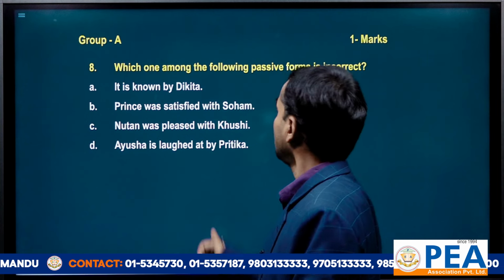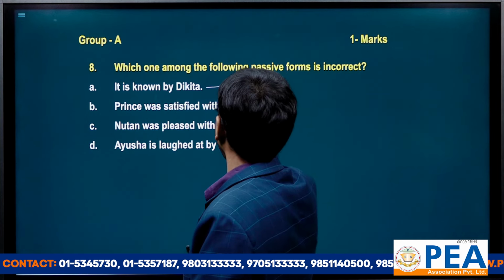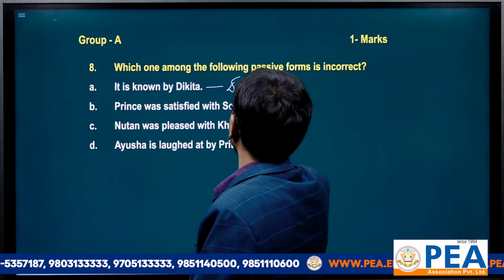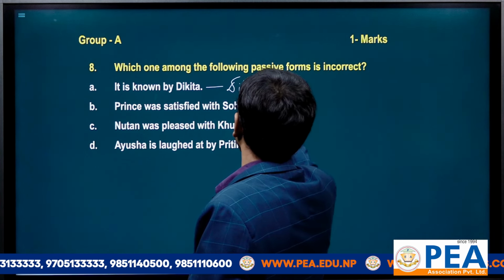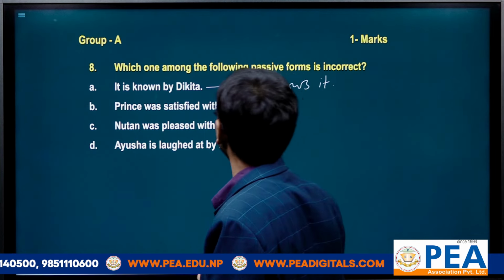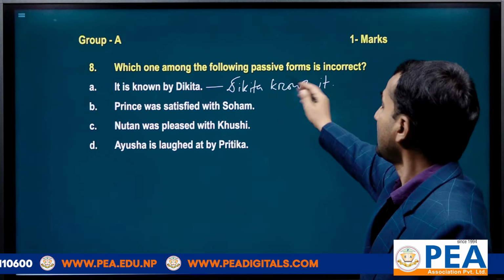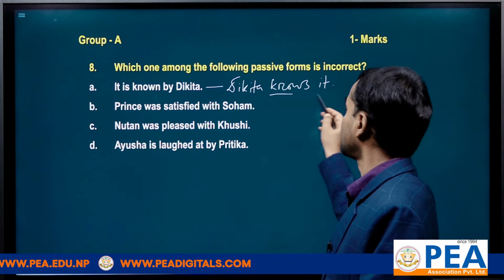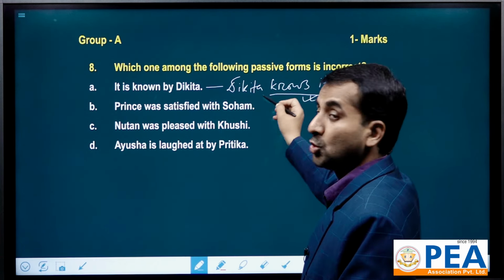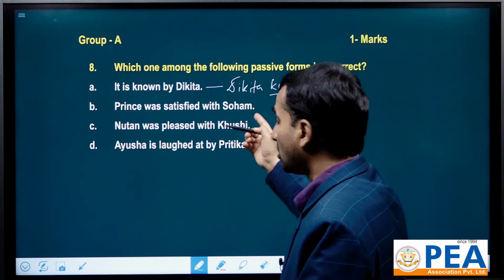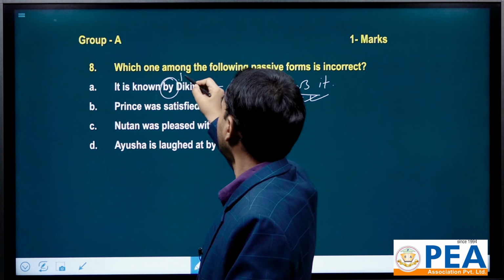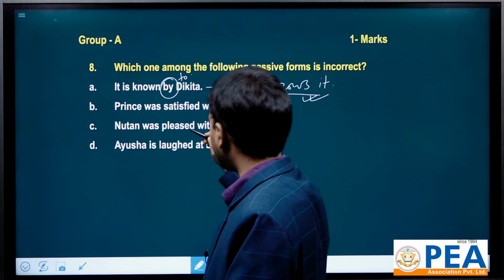But if we say, I'm just taking a sentence, Dikita knows it. When we have to make passive of it, this is in simple present tense or present indefinite tense. The passive form becomes it is known to Dikita. Here known takes what? To after it, not by. This one is wrong. To comes here. Okay. The rest all are right.